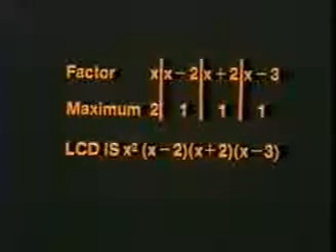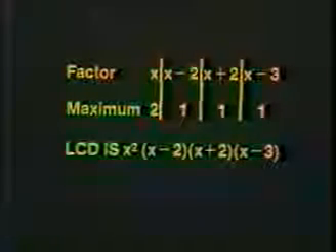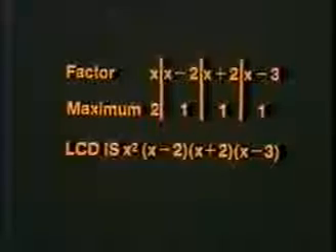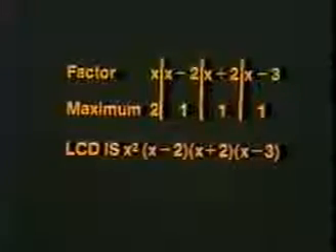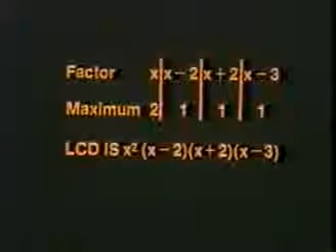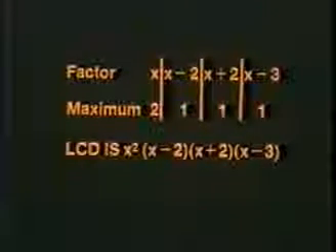X minus 2 appears once in each expression, so the maximum number of times is once. And so on until we have the maximum number of appearances for each of the factors involved. Then, the very simple step of listing each one that number of times and multiplying them all together. And that is the LCD, whether we multiply it out or leave it in factored form as we do here. Sometimes we use this method for numbers too, and it works, but mostly we can do them in our heads.